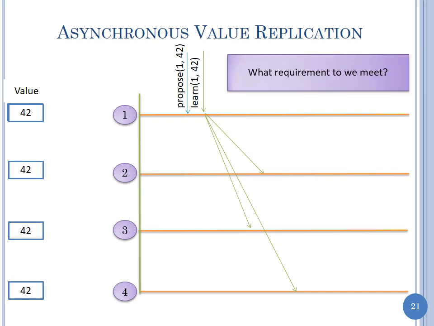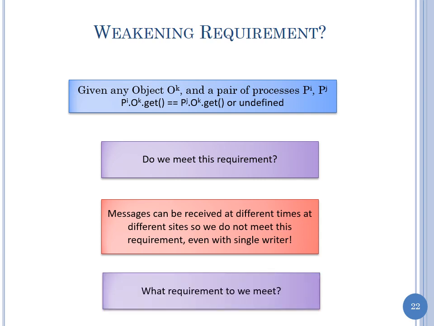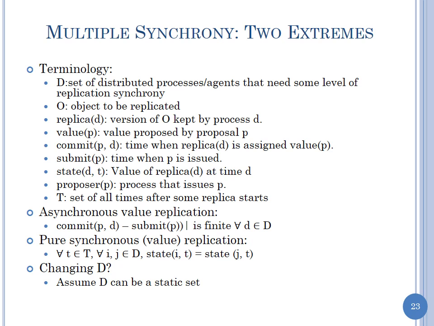So now we get the question, what requirement do we meet? Let's try to answer that question. How can we weaken the requirement so that we give some guarantees, but not the guarantee that we've written down so far? So here's our definition. We can assume pure replication, synchronous replication, where at all times t, for every pair of processes i, j belonging to some set D of processes, state i at t is equal to state j at t. So we look at time also now. We can say that pure synchronous is this. We'll try to achieve this using some realistic, unrealistic assumptions. That's pure synchronous.